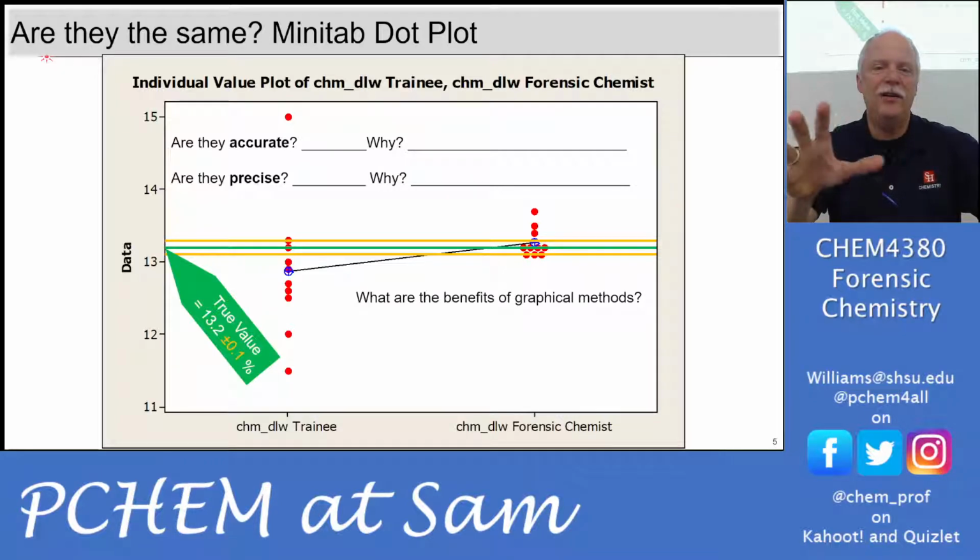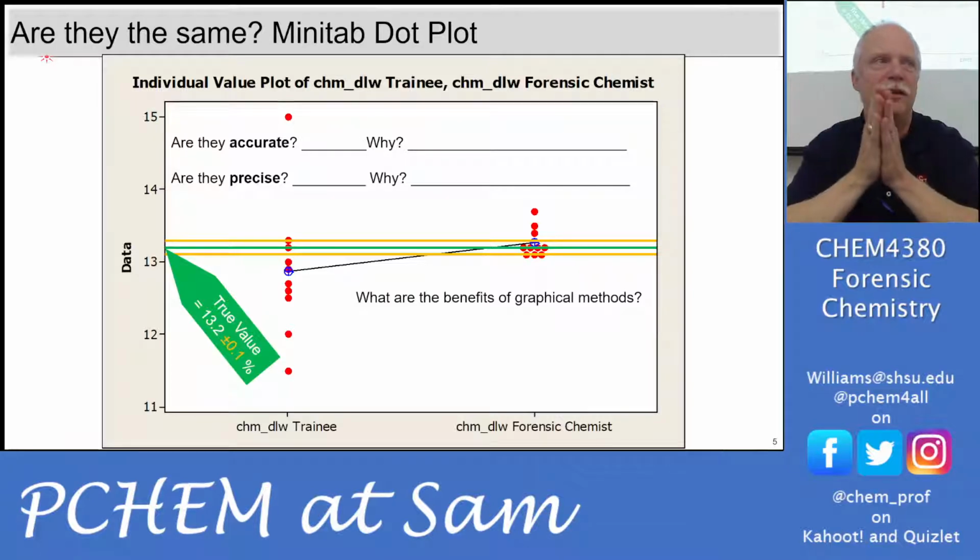So are they accurate or precise? I mean, we could make judgments on that. It's just difficult to. Well, let's ask this question: what are the benefits of the graphical methods? We saw it on the table and we saw it in the graph. So in your own words, what do you see?